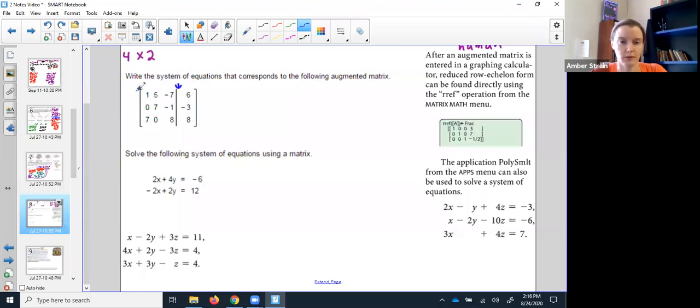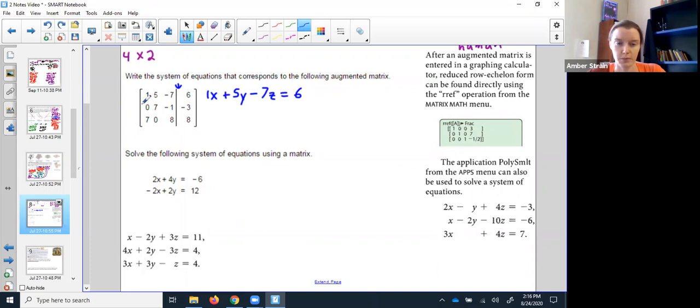It's just for us. This is because a human made this for us. It would tell me they were actually saying that there was 1x, positive 5y's, negative 7z's, equal to 6. So be careful, don't write 1x, 5y, negative 7z. There's pluses and minuses between each of these terms.